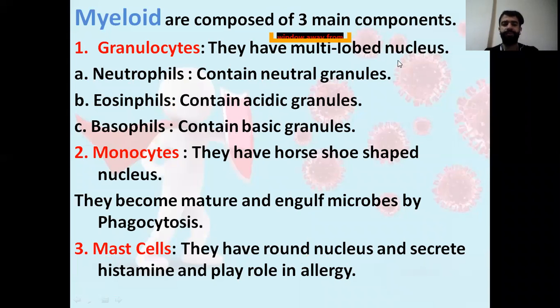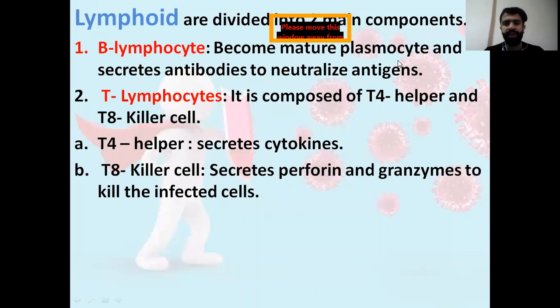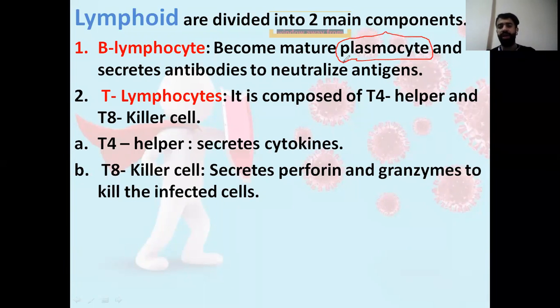Moving now to the lymphoid. Lymphoid, we have two important main components that we talked about before. We talk about the B lymphocyte and the T lymphocyte. B lymphocytes, whenever they mature, become something called plasmocyte. The meaning of plasmocyte is the B lymphocyte when it's mature and able to secrete antibodies. So whenever the B lymphocytes mature, they become plasmocytes.